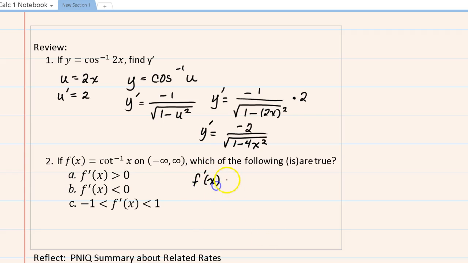From our formulas, we know that f prime is negative 1 over the quantity of x squared plus 1. We know that the denominator will always be positive, as x squared will always be positive, and then plus 1 will also be positive. So the entire fraction will be negative because of the negative 1 in the numerator. This tells us that the derivative of the inverse cotangent function will always be negative, so only B is correct.